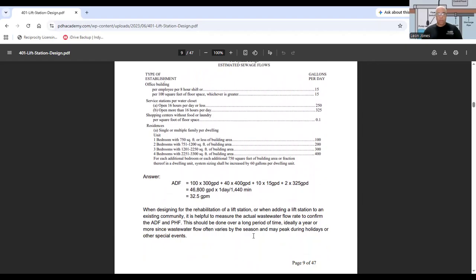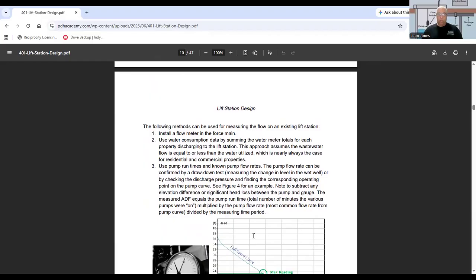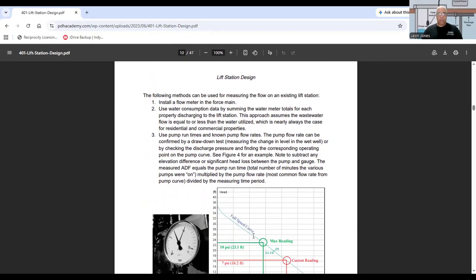And when designing for the rehabilitation of a lift station or when adding a lift station to an existing community, it is helpful to measure the actual wastewater flow rate to confirm the ADF and PHF. This should be done over a long period of time, ideally a year or more, since wastewater flow often varies by the season and may peak during holidays or special events. Here you are looking at the following methods.